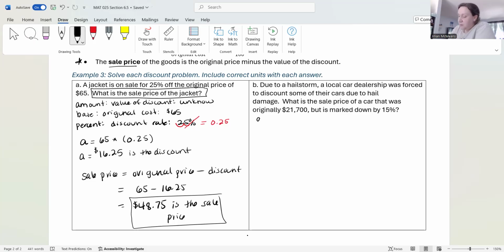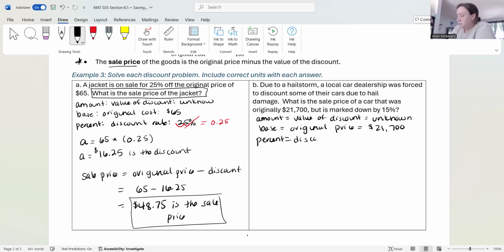Okay, so we have the amount. That is going to be the value of the discount, which is currently unknown. We have the base, which is the original price or the original cost. And we are given that the cost of this car was originally $21,700. And then we have the percent, which is the discount rate, which is 15%.